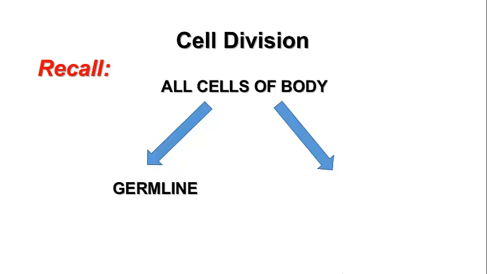And then the next branch gives way to the somatic cells. Somatic cells are the other approximately 100 trillion cells that make up your body. The soma in somatic cells means body. The overwhelming majority of cells in your body are somatic cells. We will begin our review of cell division by referring to somatic cells. It will be specified when we begin discussing germ cells of the germline.